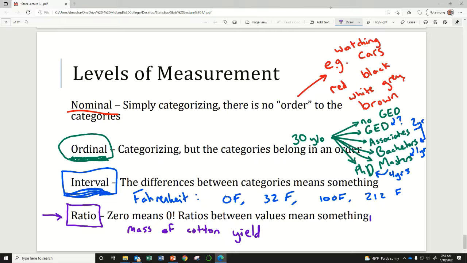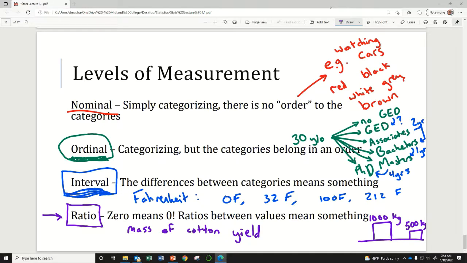Because, for example, let's say one year you bring in 1,000 kilograms, and that's probably way too small, honestly, but I'm just making up numbers here. And then another year you bring in 500 kilograms. Going from one year to the next, you can actually say, I brought in half as much cotton this year as I did last year. Or you could say, last year I collected twice as much cotton. So the ratio between these values means something.